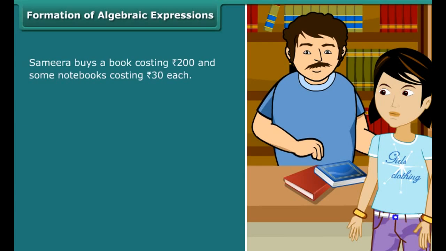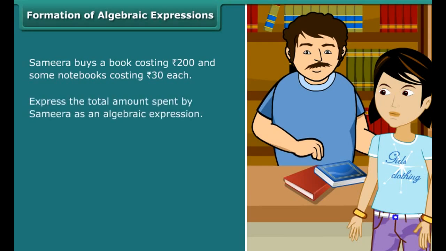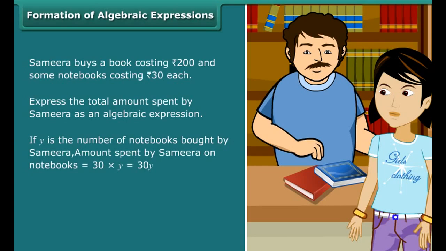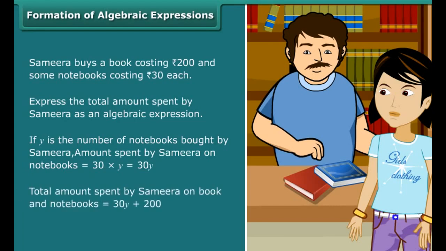Samira buys a book costing 200 rupees and some notebooks costing 30 rupees each. Express the total amount spent by Samira as an algebraic expression. If y is the number of notebooks bought by Samira, amount spent by Samira on notebooks is equal to 30 into y, which is equal to 30y. Total amount spent by Samira on book and notebooks is equal to 30y plus 200.